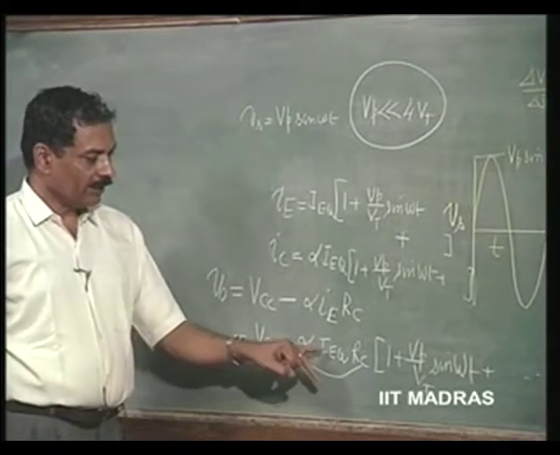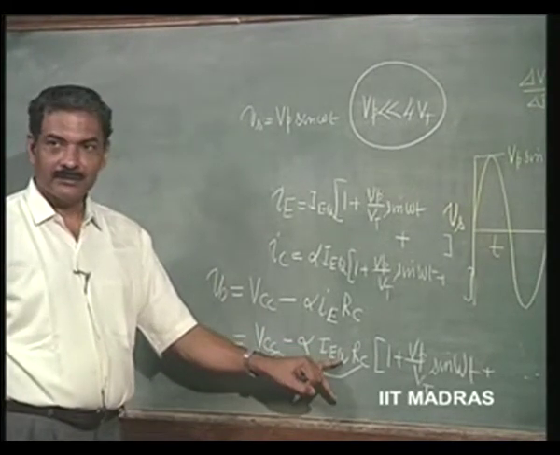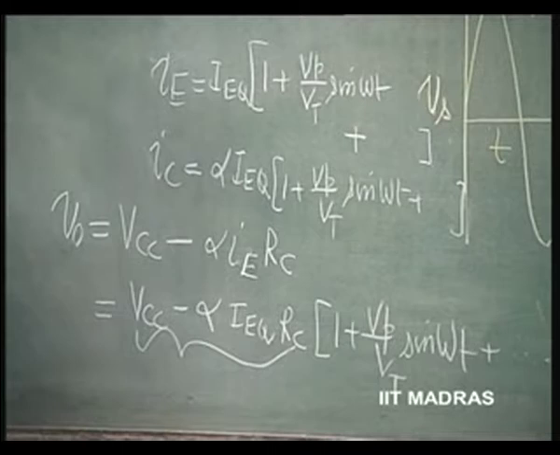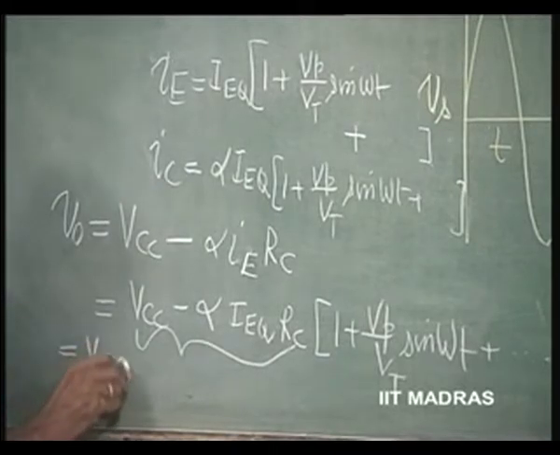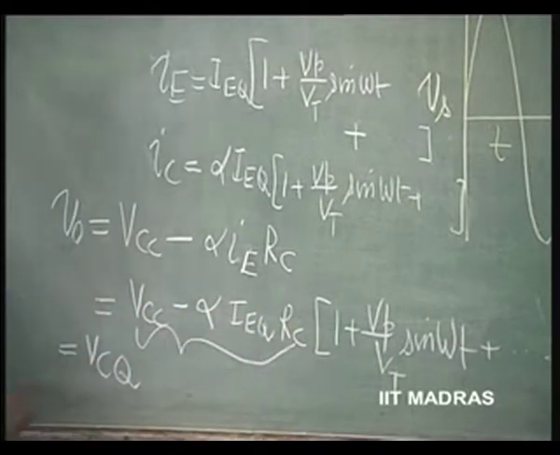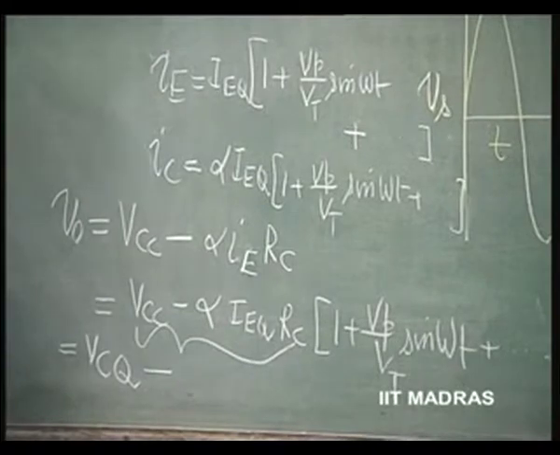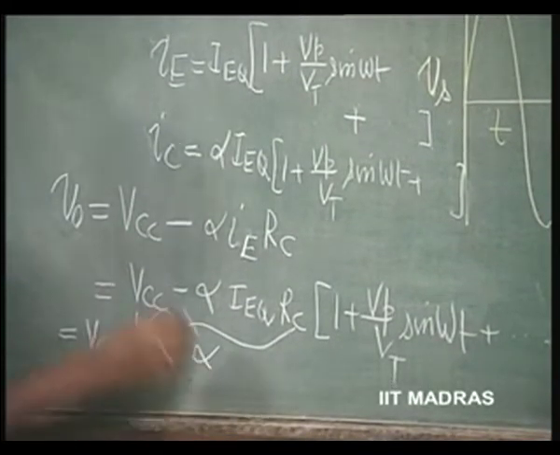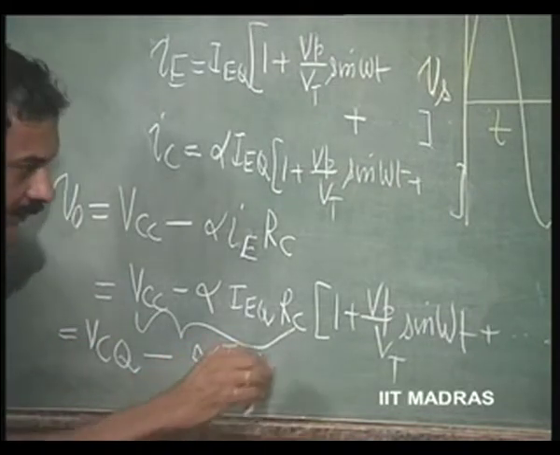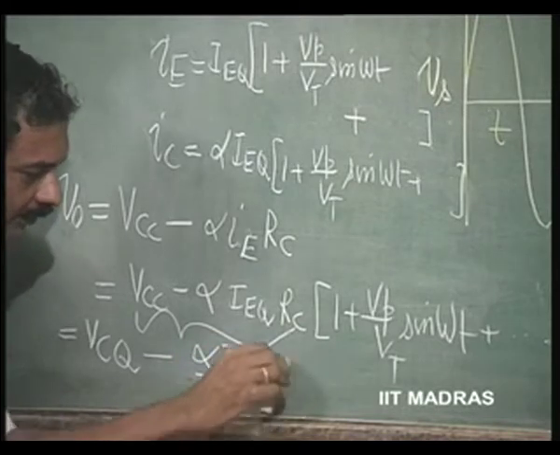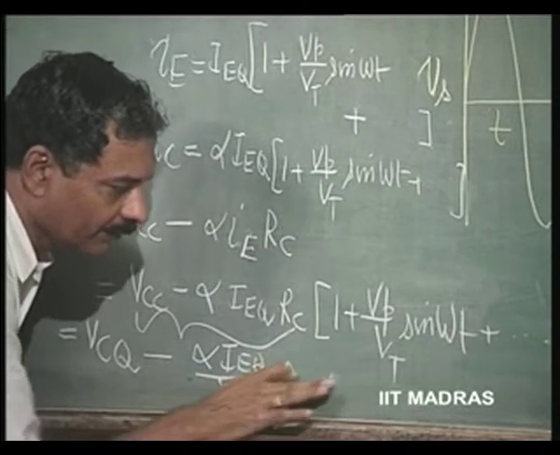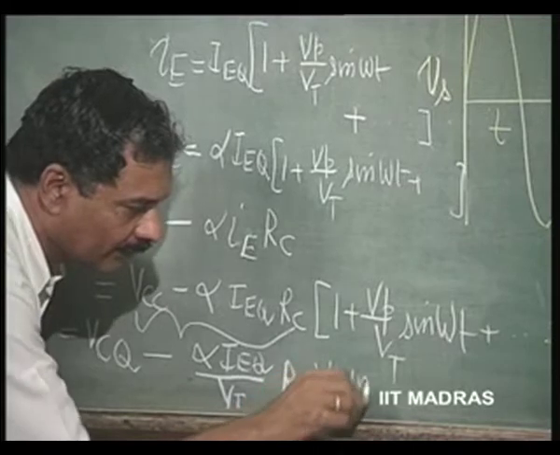VCC minus alpha IEQ, which is ICQ. Alpha IEQ is equal to ICQ into RC, which is nothing but VCQ. VCC minus alpha IEQ is VCQ, the quiescent, minus alpha IEQ by Vt into RC, into Vp sin omega t.